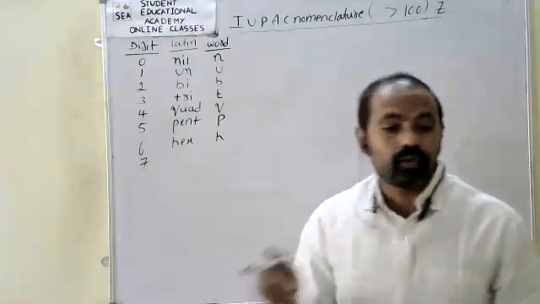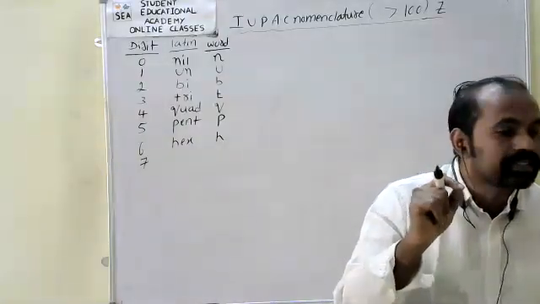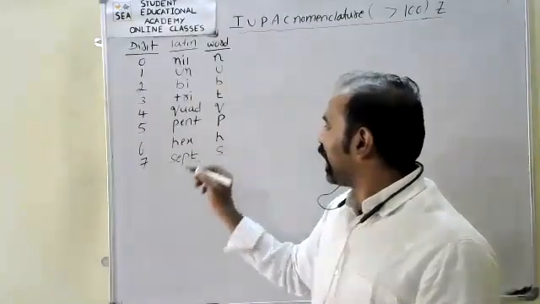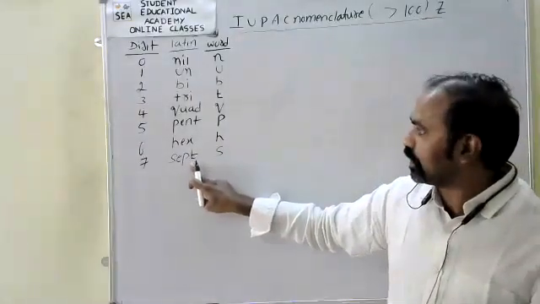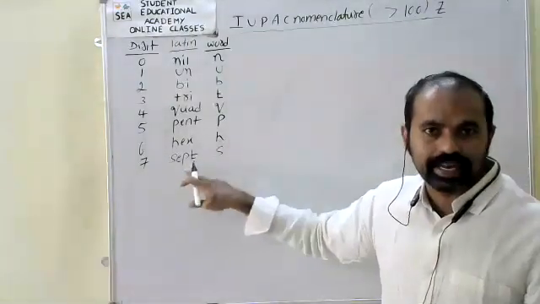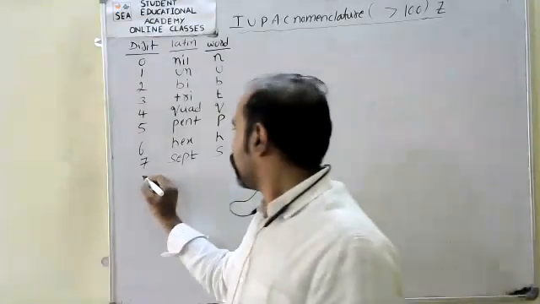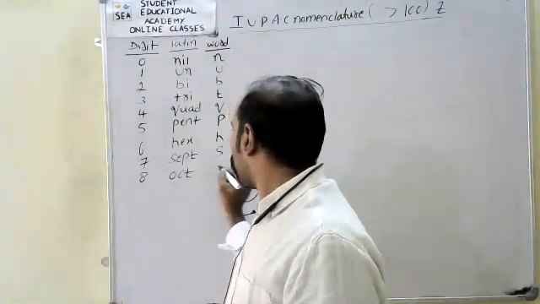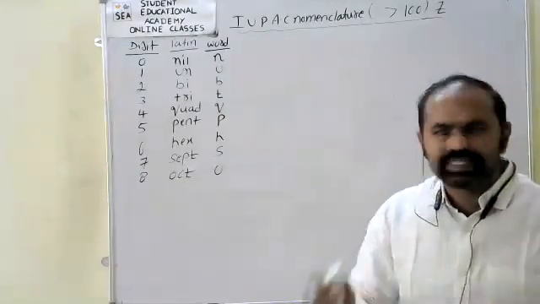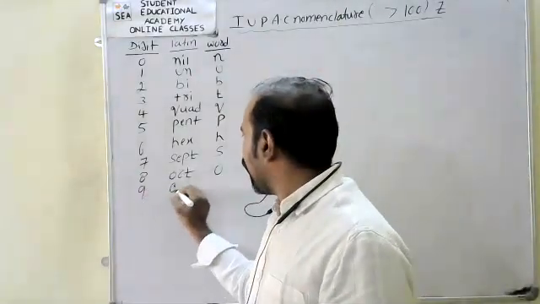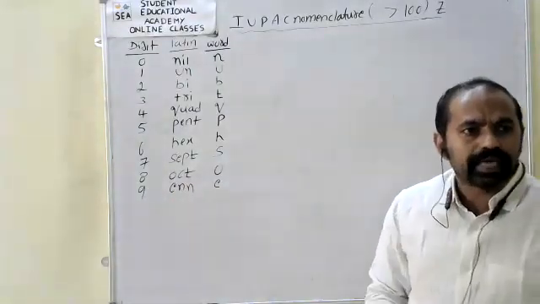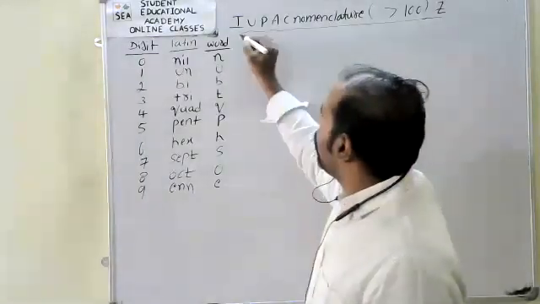If 7 is there, it is sept, S-E-P-T, first letter S. Not hept, that is sept. If we took hept, H is already covered, so they took sept. If 8 is there, oct, first letter O. If 9 is there, enn, E-N-N, first letter E. Based on that, they are given names.